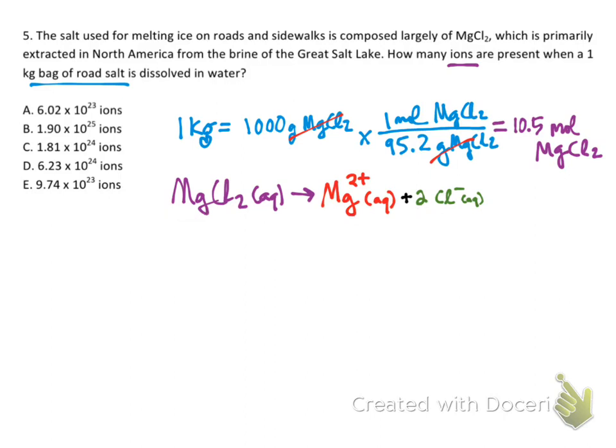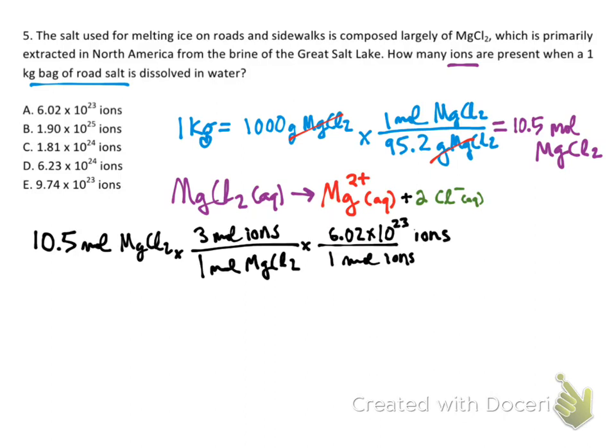Okay, cool. Now let's do this calculation. For every 1 mole of magnesium chloride, there are 3 moles of ions. And for every mole of ions, there's 6.02 times 10 to the 23rd, Avogadro's number of ions, which gives us our answer, which is 1.90 times 10 to the 25th ions.